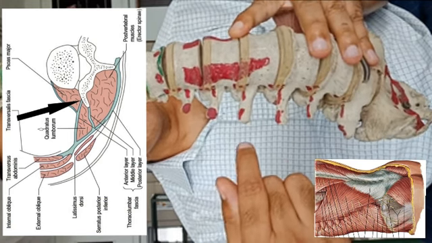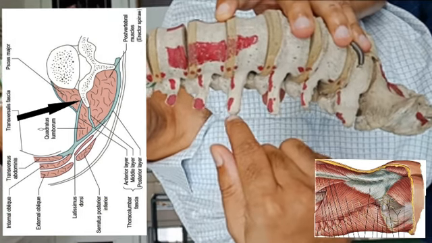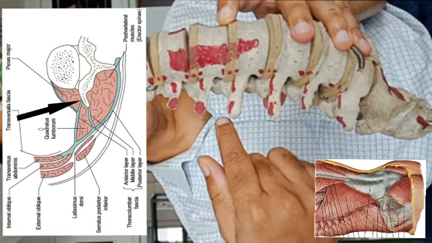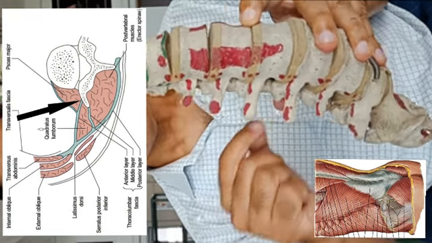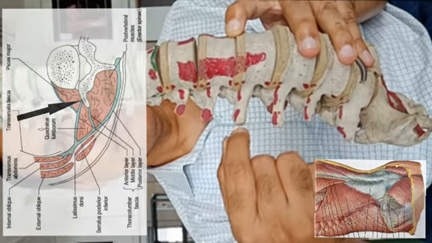The middle layer of the thoracolumbar fascia is attached to the tip of the transverse process, and the posterior layer of the thoracolumbar fascia is attached to the spine of the vertebra. In that way, the three layers are attached to different parts of the lumbar vertebra.